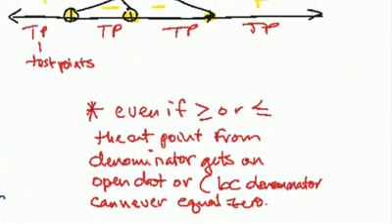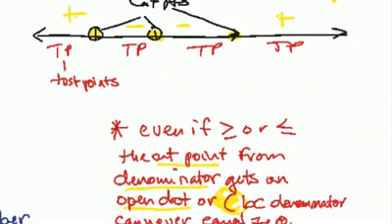Now, even if you have an equal sign, greater than or equal to, less than or equal to, the cut point from the denominator gets an open dot no matter what, because you can never equal 0 in the denominator. So it should always be a parenthesis when we're dealing with a cut point in the denominator. Okay? Hope I've clarified the concept of how to deal with inequalities.